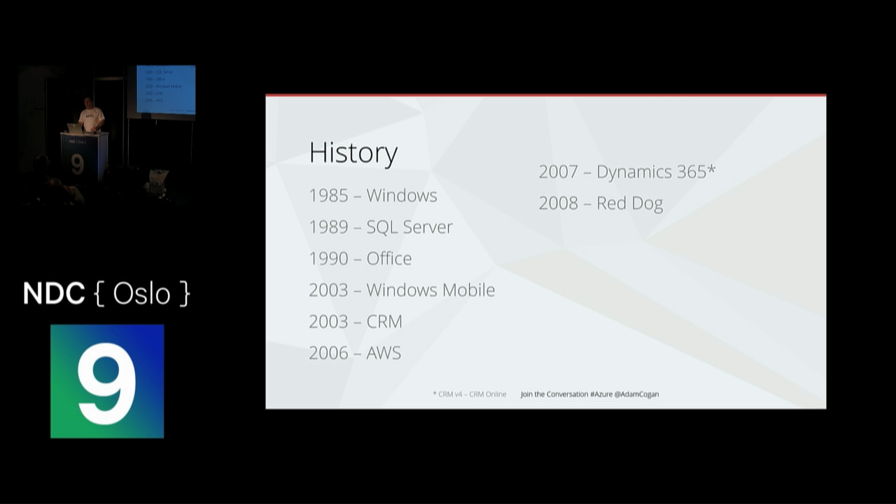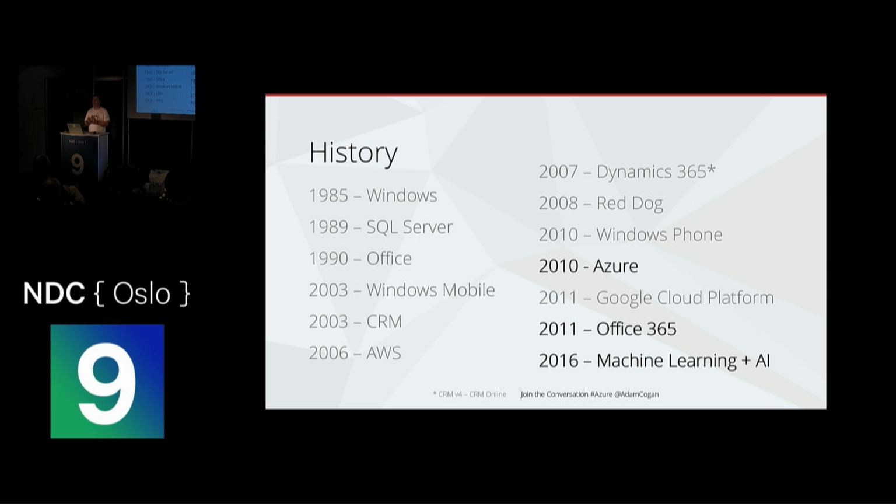And then they released Red Dog. Anyone remember Red Dog? Oh, goodness. Okay, and it was never released in Norway, don't worry about it. And then we had Windows Phone, that went nowhere. And we have Azure. Google comes out in 2011, and then Office, and then machine learning. And in my opinion, most solutions for most companies that I talk to, they can build what they need with those three bold products, okay?